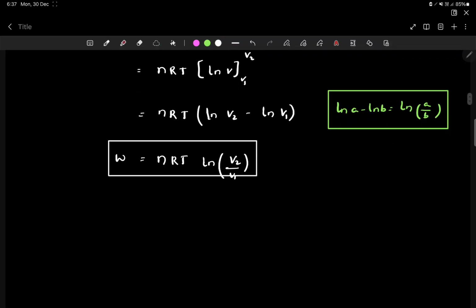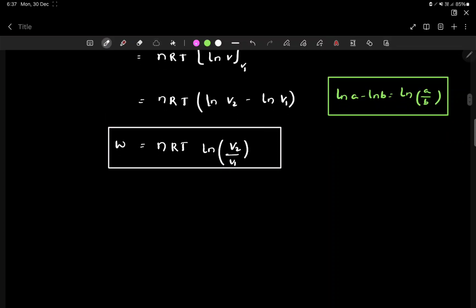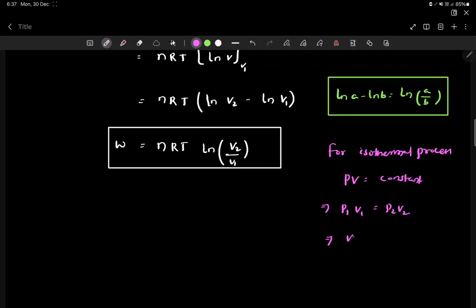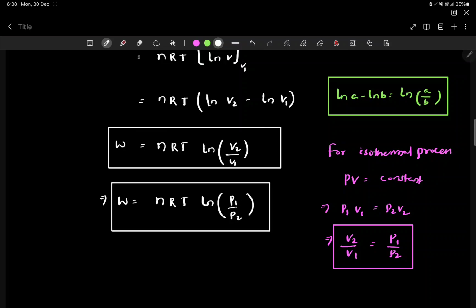And we know, for an isothermal process, what is its equation? PV equals constant. That means we can write P1 V1 equals P2 V2. That means V2 by V1 we can write as P1 by P2. So instead of V2 by V1 we can write W equals nRT ln P1 by P2. We can write the work done formula during isothermal process like this.